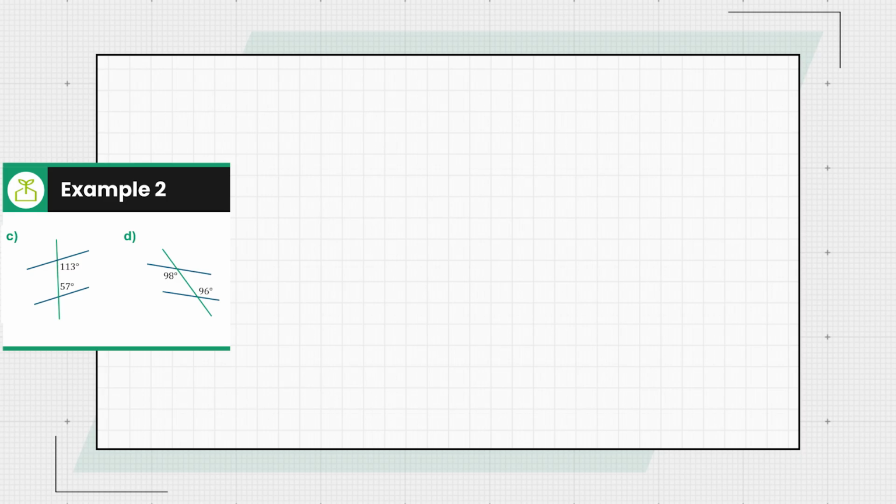Alright, let's get started. So for our first one, C, what we have is a transversal cutting across two lines, and what we have in the middle is two angles here, and we know that these are both co-interior angles. And what do we know about co-interior angles? They have to add up to 180 degrees. So let's see what these two angles add up to. So let's do 113 plus 57. That is equal to 170 degrees.